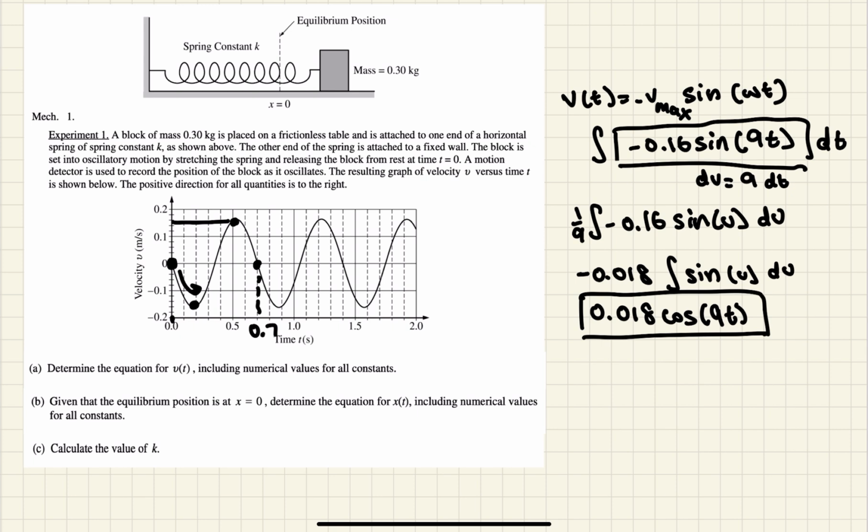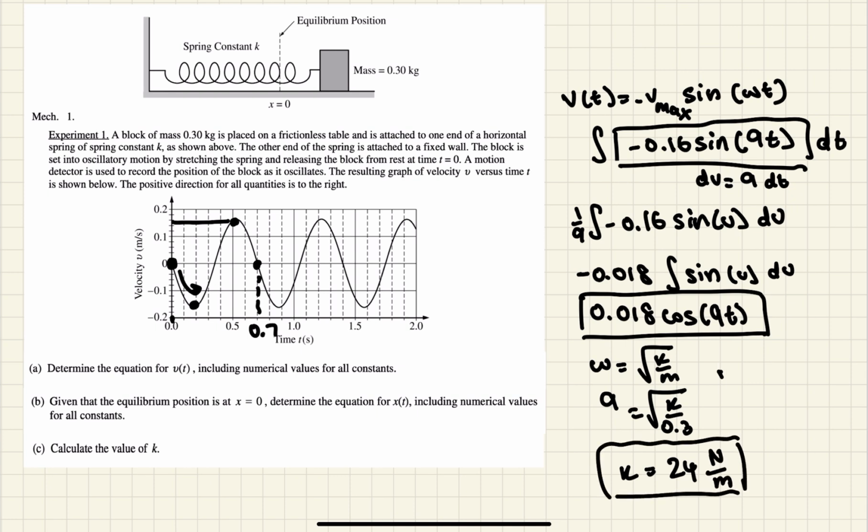And finally, calculate the value of k. Remember that equation, omega is equal to square root of k over m. Well, we know omega was 9. We know m is 0.3, it says. And so we square both sides. 81 times 0.3, you're going to get a k of 24. And the units is newtons per meter for this, because force is equal to negative k delta x. So this is newtons, this is meter, and so that should be newtons per meter.